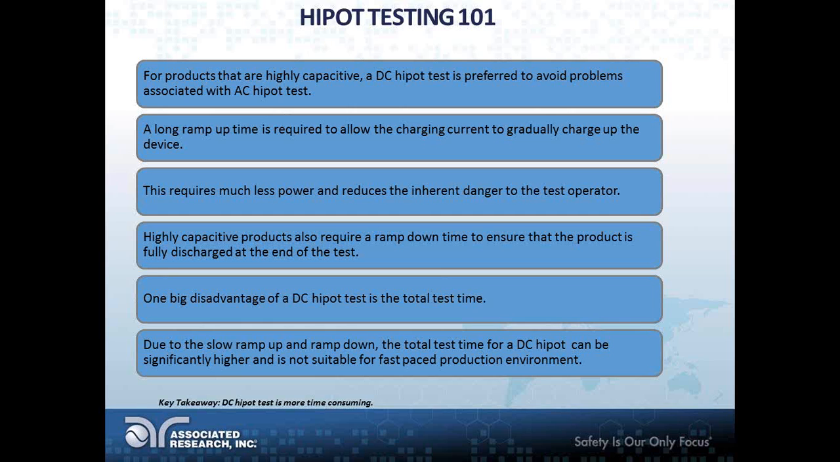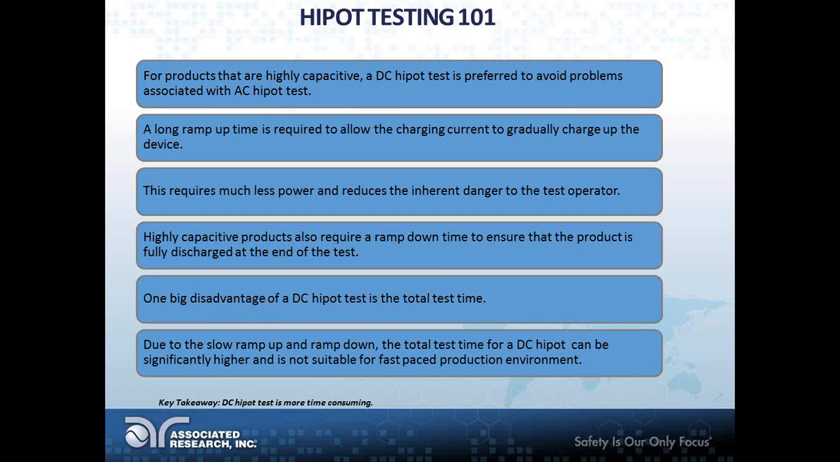Also, the DC Hipot test requires much less power and it reduces the inherent danger to the test operator. Highly capacitive DUTs or products also require a long ramp, sometimes a long ramp downtime. This is because, once again, going back to how we can think of the product being tested as a giant capacitor, we're basically charging up our product by applying a high voltage to it.